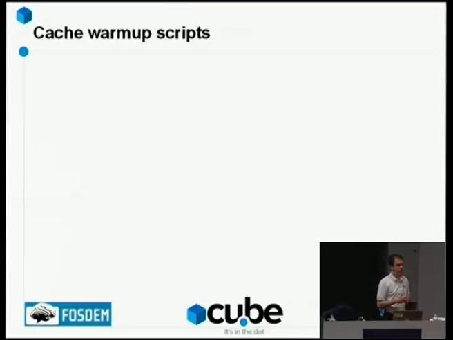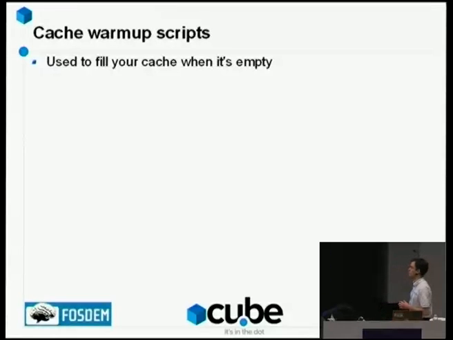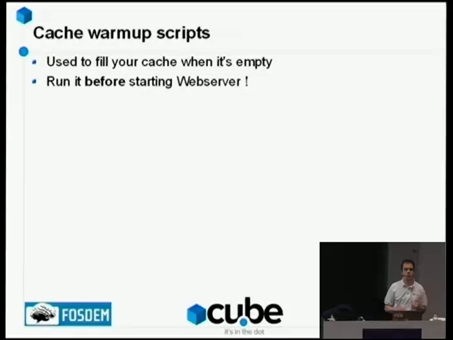So what do you do when your server has gone down for some reason, or you've had a power failure or whatever? Then basically you should have something called a warmup script. You use it to fill your cache when it's empty. And you should always run it before you start your web server. Basically, you turn off the public site or you firewall your web server for a moment. There are two ways of doing this.